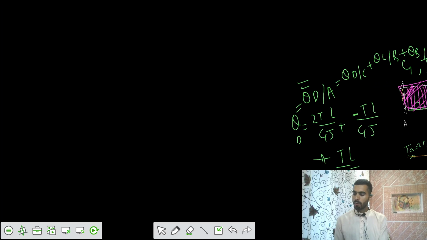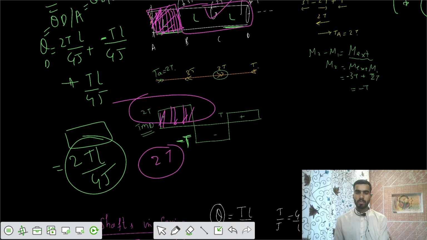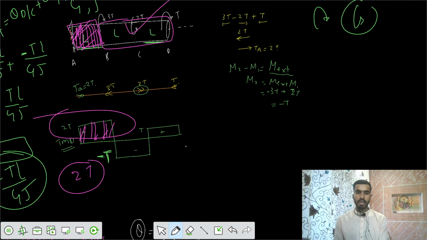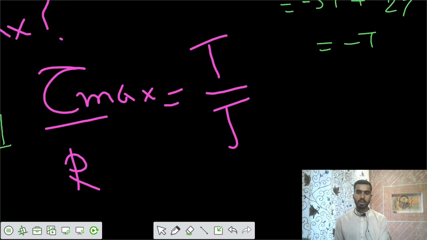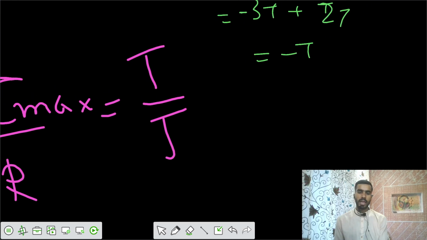Now take one more that we can say. If you want to say what, from the equation we have, that here the shear stresses would be maximum, tau max. If you use that equation, tau max by R equals T by J. If you use this equation, what is the value of J?